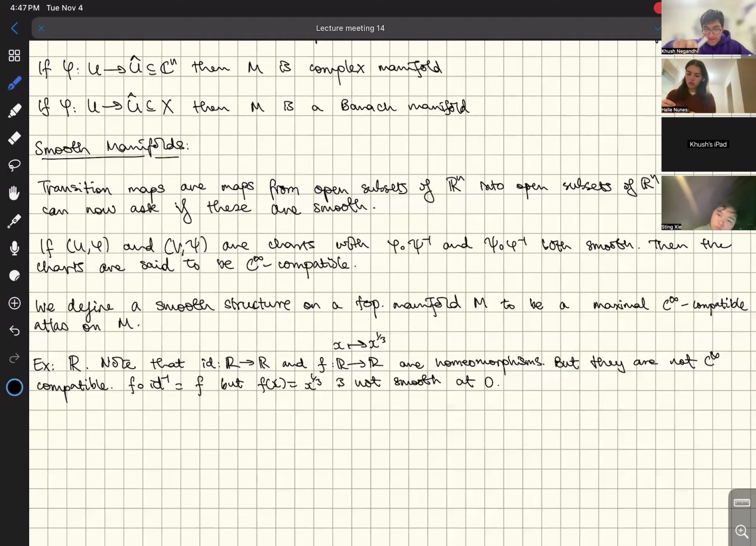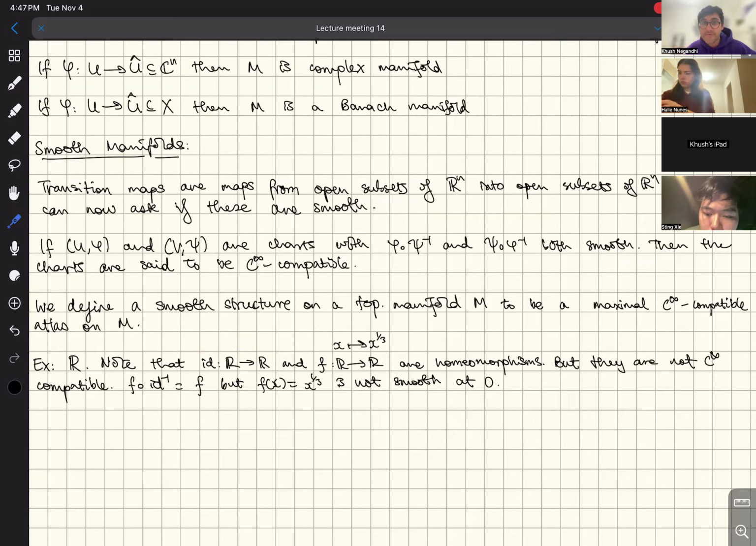So what this tells you now is that if I pick this map to be in my atlas, I get a smooth structure that is completely determined by this one. It also turns out that this map over here also determines a smooth structure.